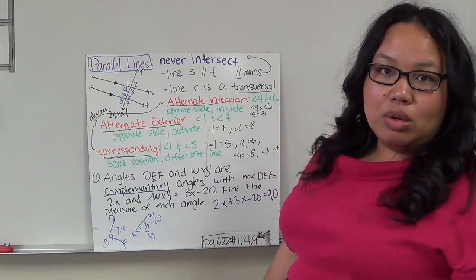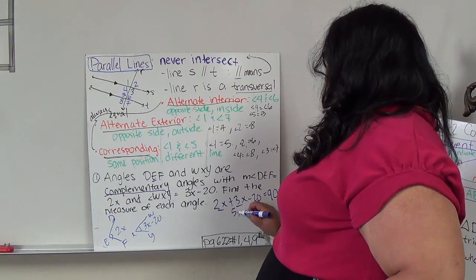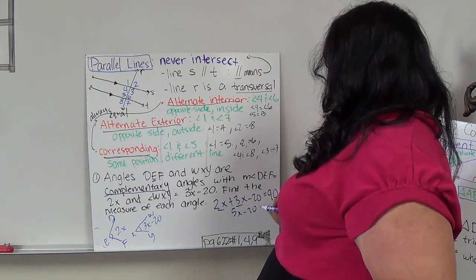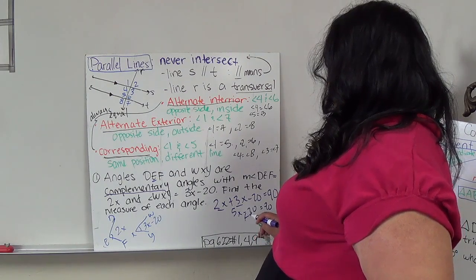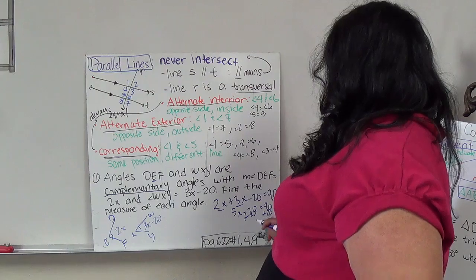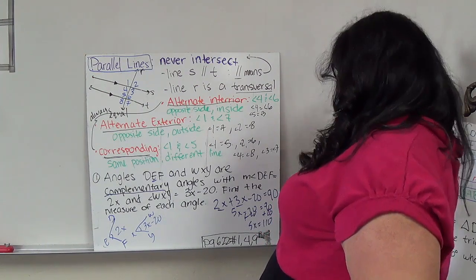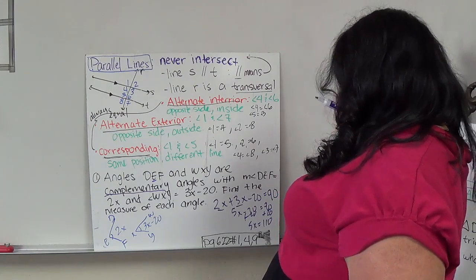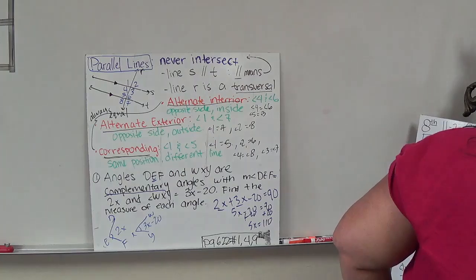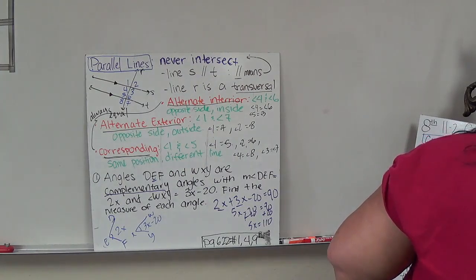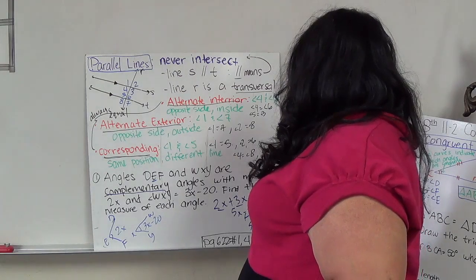Now combine like terms and solve. 2x plus 3x is 5x minus 20 equals 90. And then I'm going to do plus 20 to both sides. 5x equals 110. So I believe that's 22, sorry. So x equals 22.